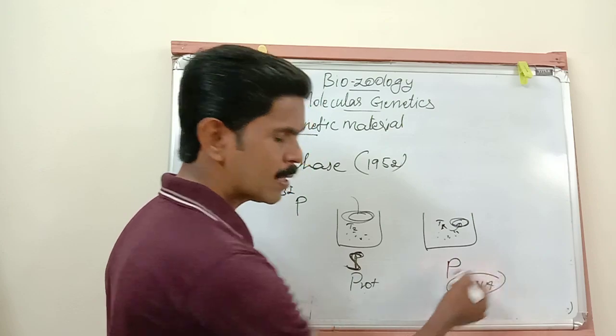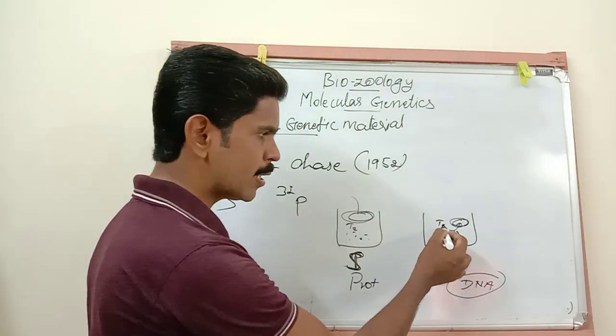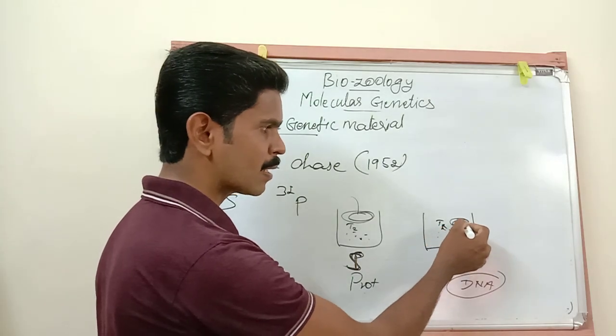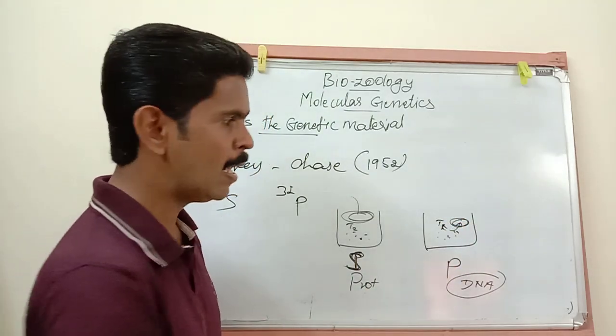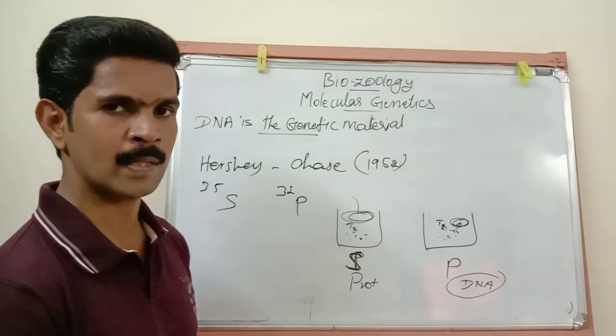What is the genetic material here? DNA. So here they mentioned DNA is the genetic material. This T2 bacteriophage virus inserted the DNA inside the bacterial cell, and inside the bacterial cells they produce many progeny, or many young ones.